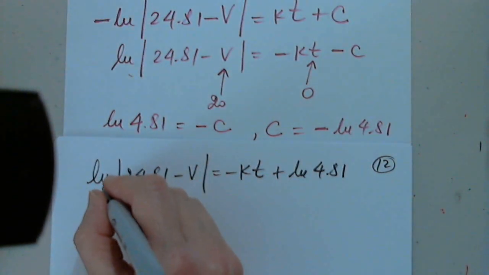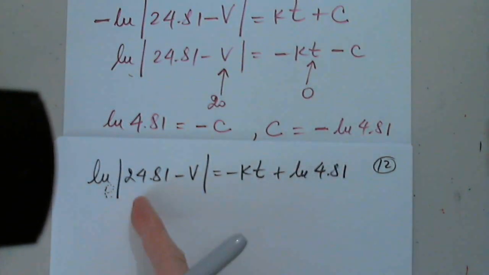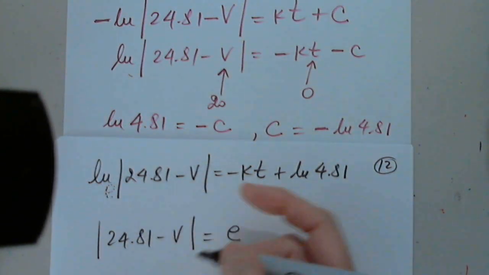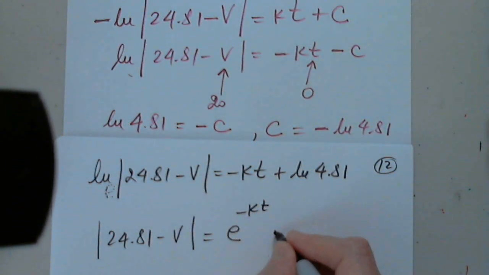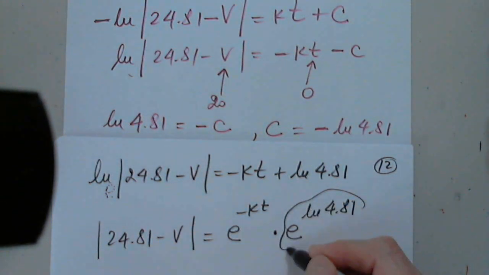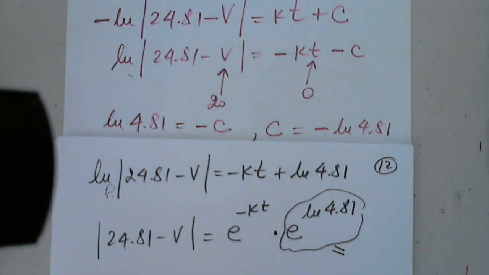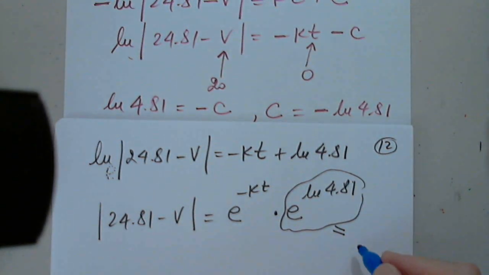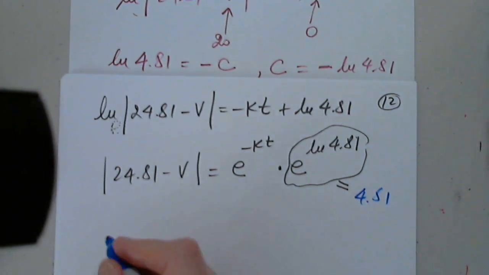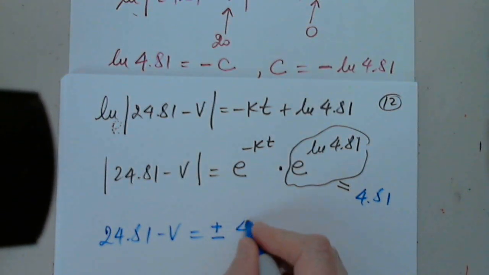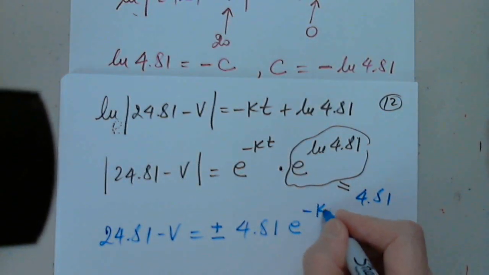And remember this, the base here is e. e to this number equals that. So the absolute value of 24.81 minus v equals e to negative kt times e to natural log of 4.81. Do you remember what this would equal to? Yes, as long as these two have the same base, this will be 4.81. So finally we have 24.81 minus v equals plus or minus 4.81 e to negative kt.